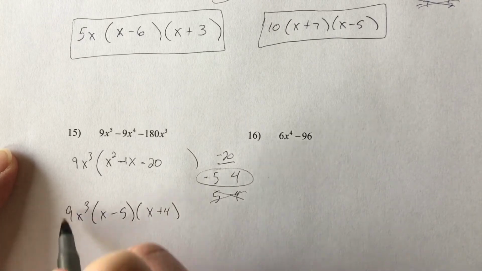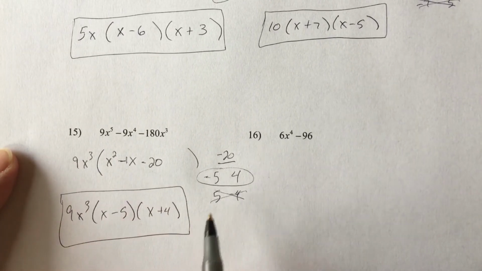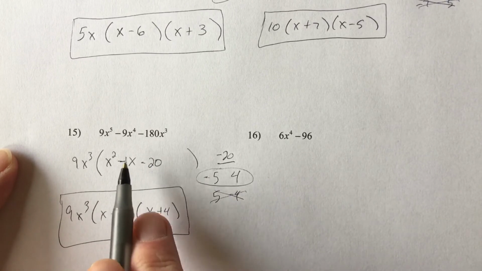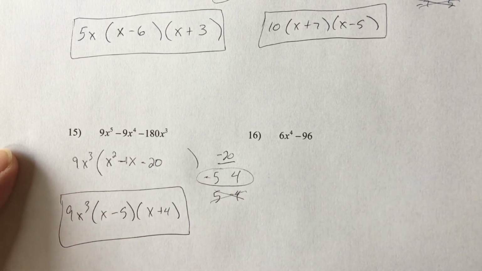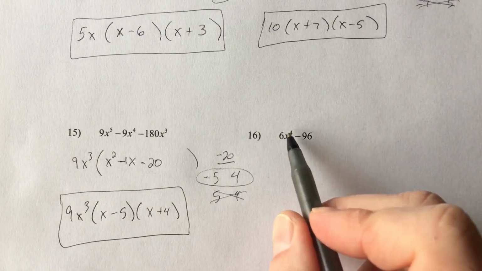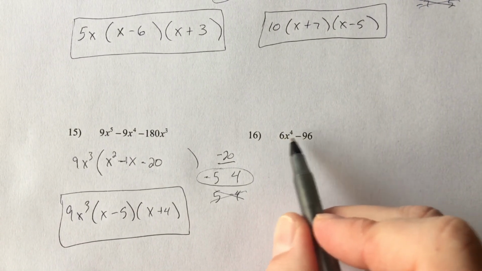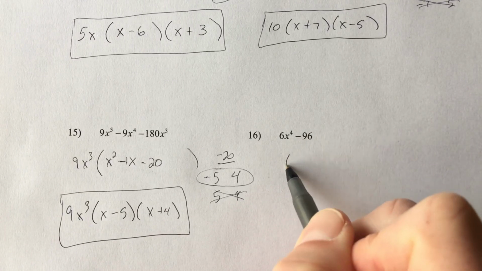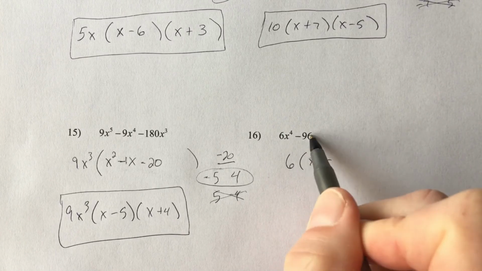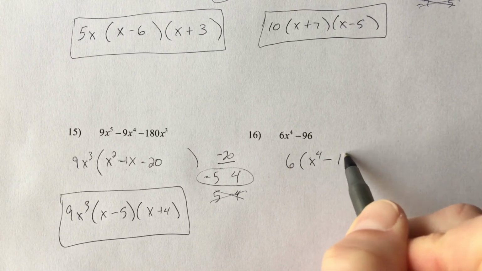All right. Quick check before I move on. Negative 5 times 4 is negative 20. Negative 5 plus 4 is negative 1. All right, I'm feeling good about that. This last one here, we've got 6 in front here, and I can see that 6 divides evenly into both of them, so I'm going to pull a 6 out. It's going to leave me with x to the fourth minus 96 divided by 6 is 16.